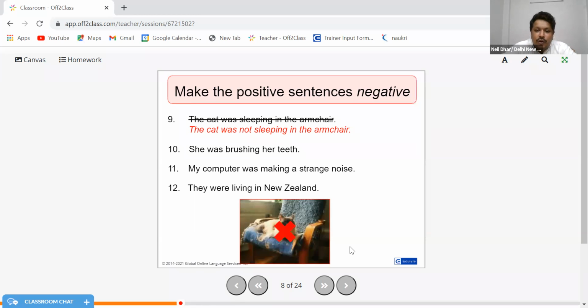My computer was making a strange noise. Okay, negative form. My computer was not making a strange noise. They were living in New Zealand. They were not living in New Zealand.